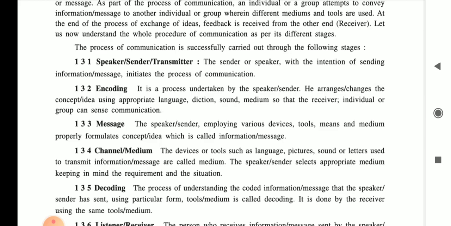The process of communication is successfully carried out through the following stages. First one is the speaker, sender or transmitter. The sender or speaker, with the intention of sending the information, initiates the process of communication. See, if you want to send information and your intention is there, then through the speaker the initiation of the process of communication has been done.